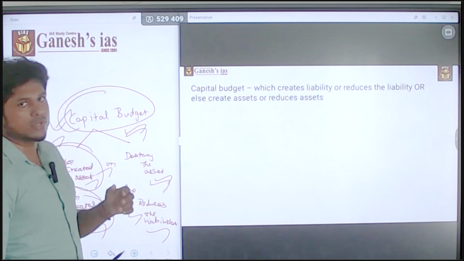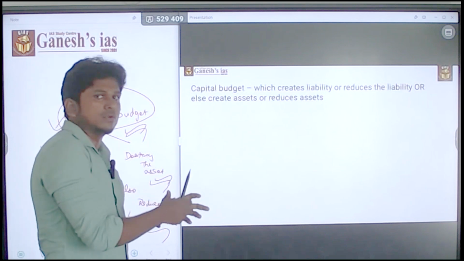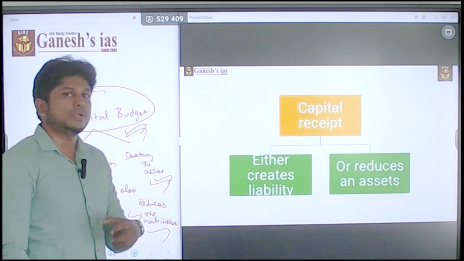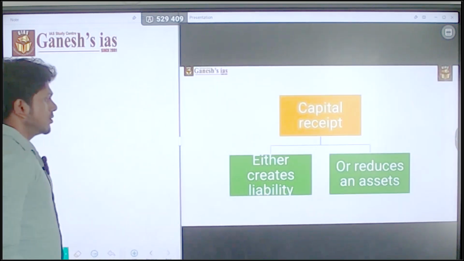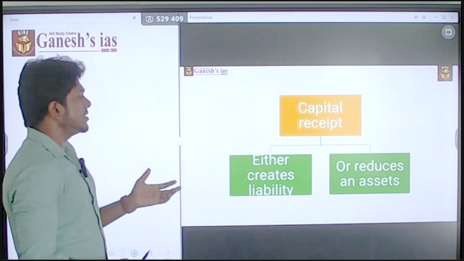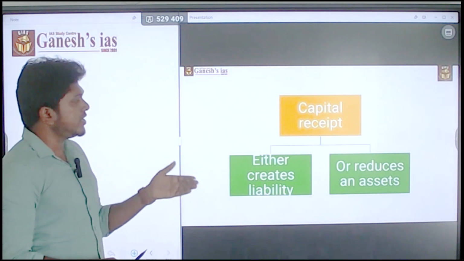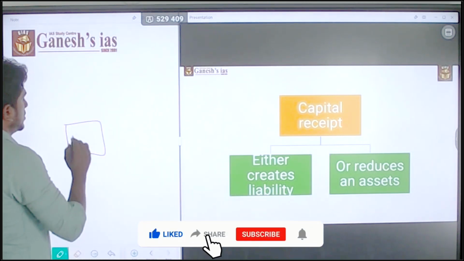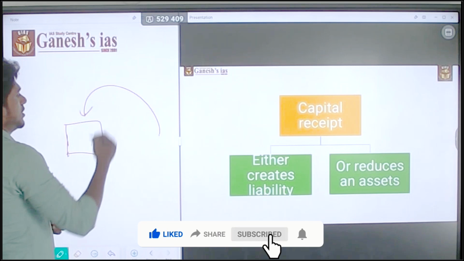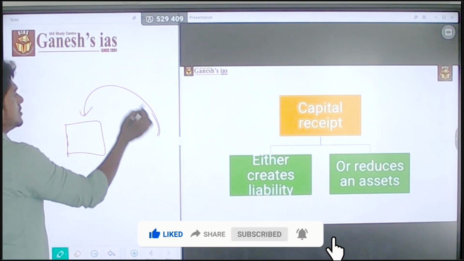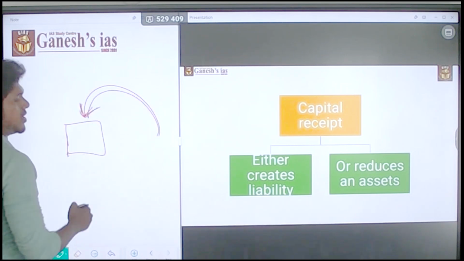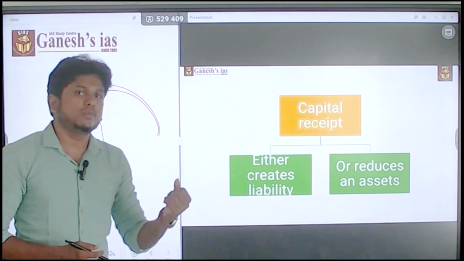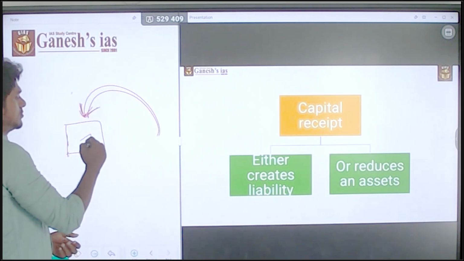There are some extra concepts connected to that, which you also have to know. First, what is capital receipt. Capital receipt is nothing but either it creates liabilities or it reduces assets. Receipts means money getting into the exchequer. So either it creates a liability by means of borrowing money, the money getting into the government's exchequer.